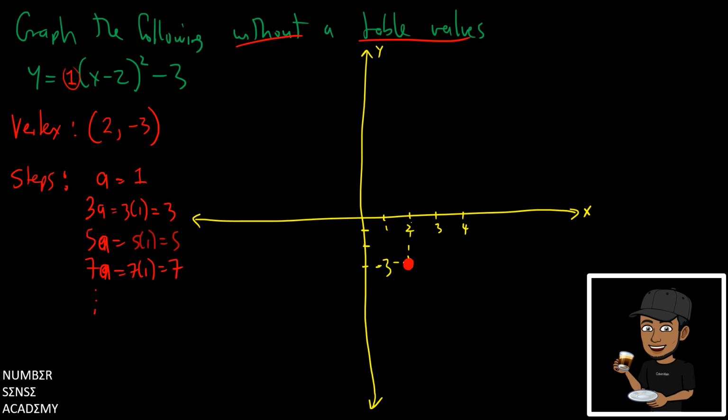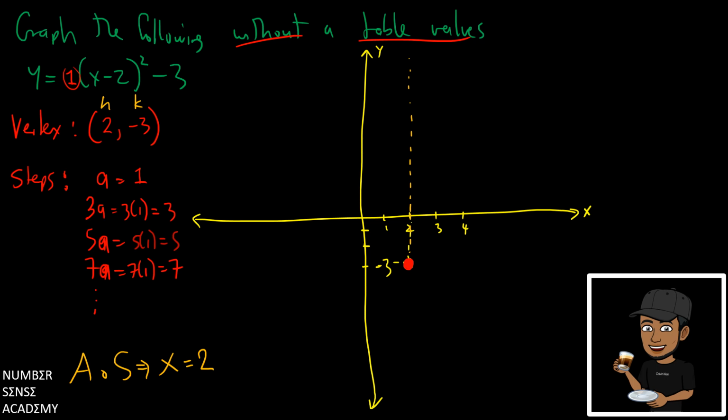I also know my axis of symmetry. This is h and this is k. My AOS, I'm going to write it down here, is x equals 2. So my axis of symmetry sits on this line. That's important because I know my parabola is split in half at the axis of symmetry.